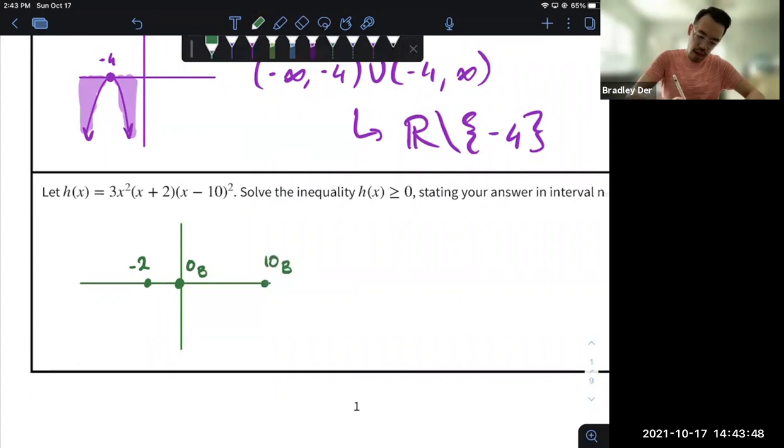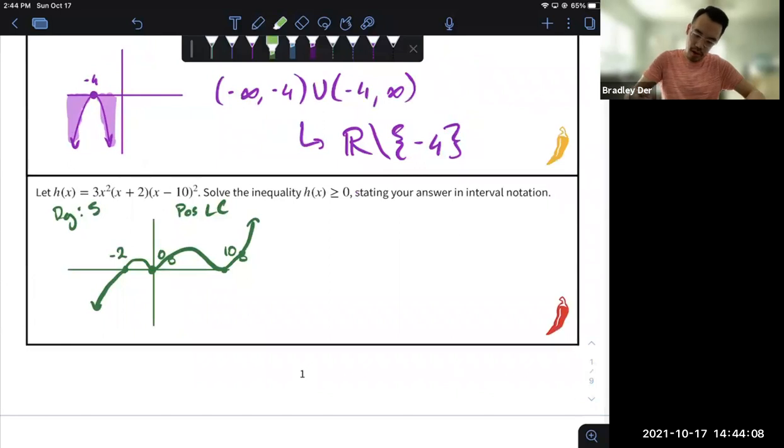I'm seeing an odd degree, a degree of 5, and a positive lead coefficient. That's telling me that I will have these tails, and then cross, cross, bounce, bounce. So where is h of x greater than or equal to 0? It would be here and there, and also here. Those are all the sections where the curve is above the x-axis, where all the y values are greater than or equal to 0.